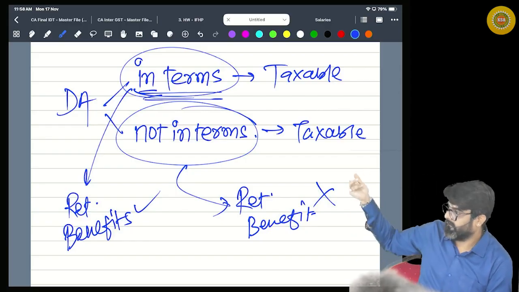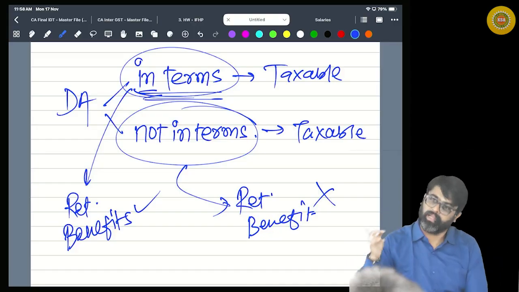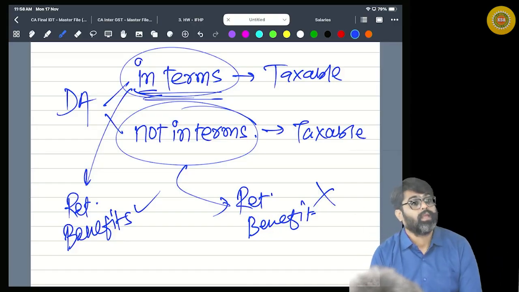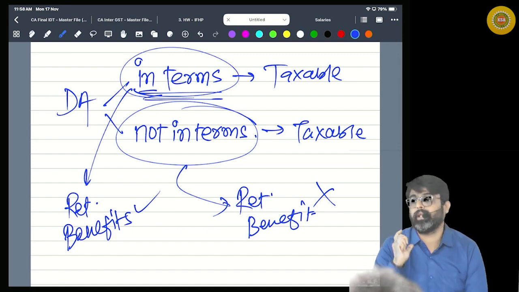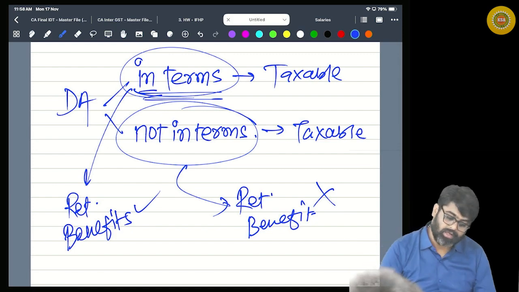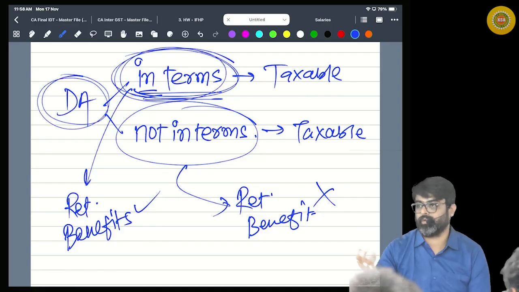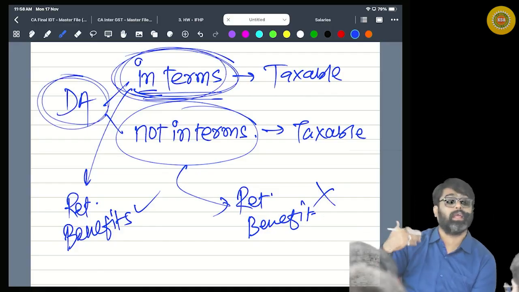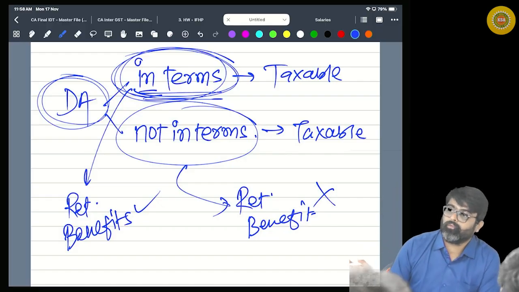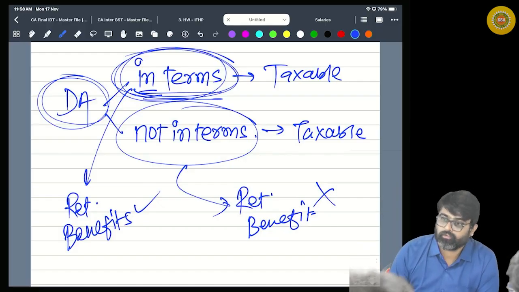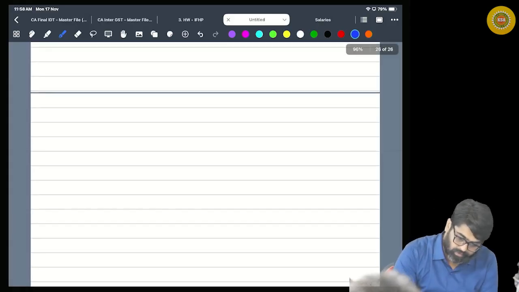What is DA? Understood? So DA can be in terms, DA can be not in terms. In many calculations, DA in terms is taken. In many calculations, entire DA, in terms as well as not in terms, is taken. So in the majority of cases, DA in terms is used. Yes or no? For gratuity calculation, for leave salary calculation, exemption and all. That we are going to see. Don't worry about it. Okay? Done with this? Perfect.